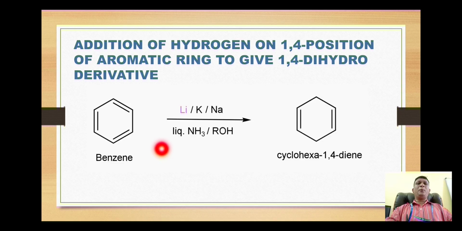For example, when benzene is treated with the alkali metals like lithium or potassium or sodium in presence of liquid ammonia, in presence of alcohols like ethanol or isopropyl alcohol or tertiary butyl alcohol, the reduction takes place, that is, the attachment of two hydrogens takes place in such a way that one hydrogen is attached at one position and the second hydrogen is attached at the fourth position respective to the first hydrogen.